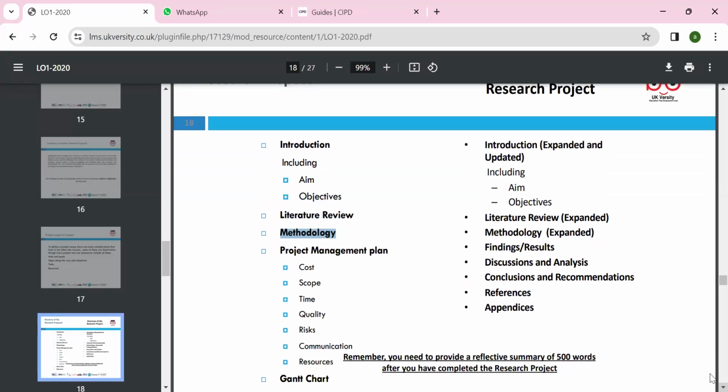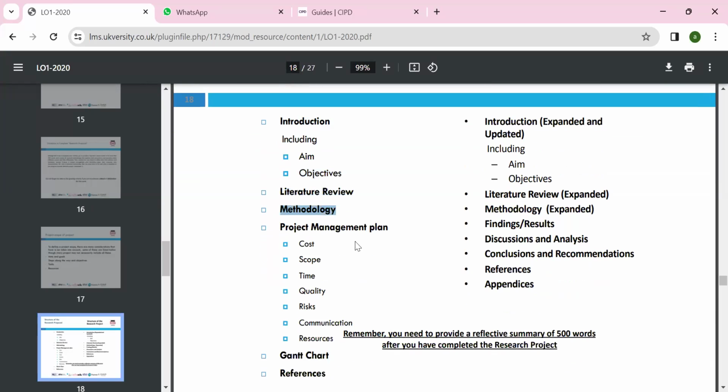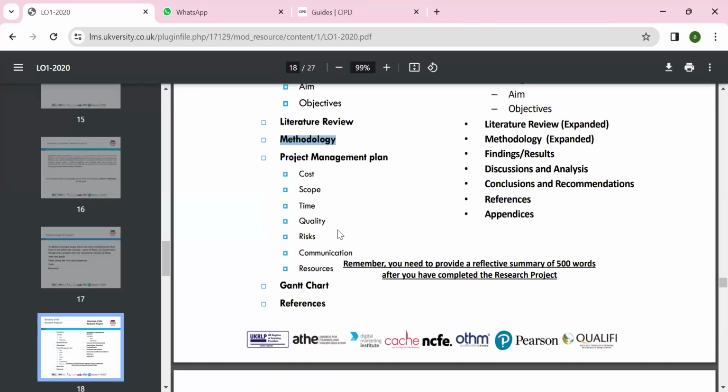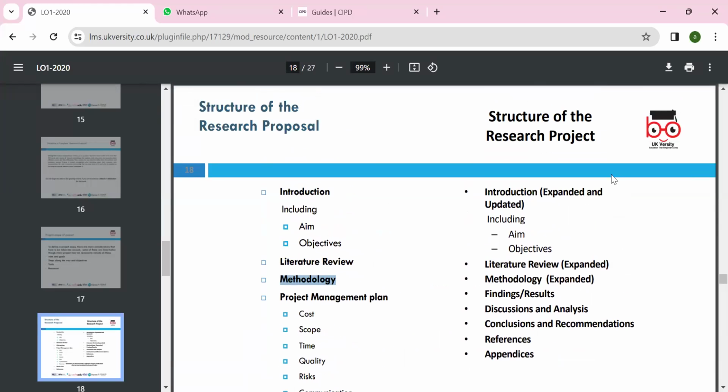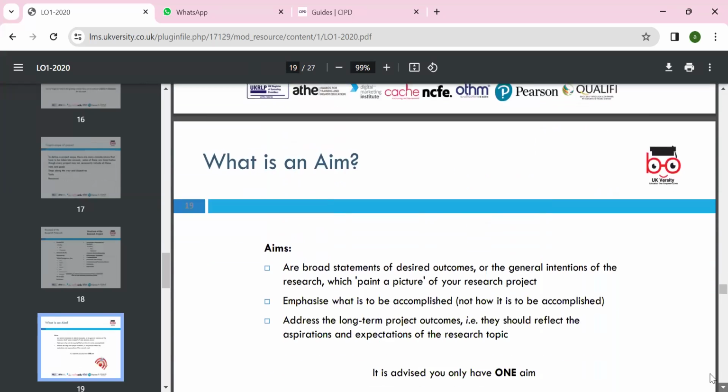Then we can do the project plan, which says how much cost or scope. These can be the research strategies and the Gantt chart, which activities one will do, like literature, research methodologies, data, and then draw the conclusion and recommendation at the end. So we can look at the structure of the research proposal and project: discussion, analysis, conclusion, appendices. Okay, any questions until now?